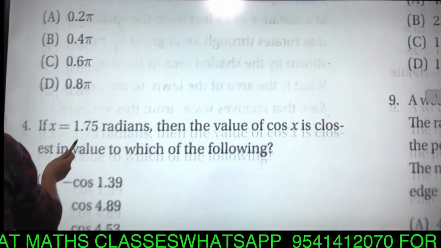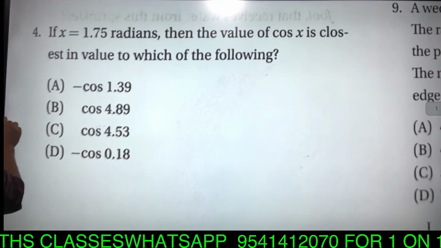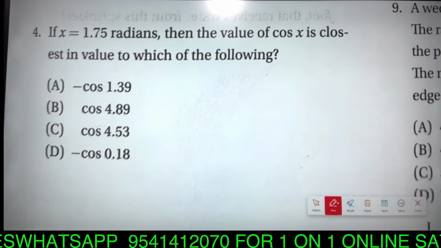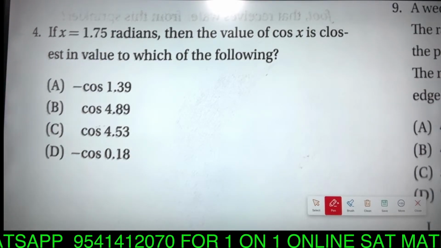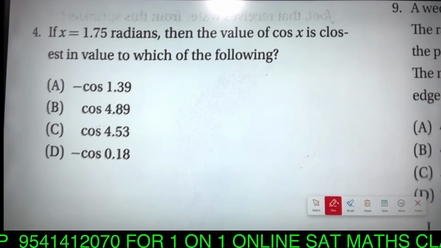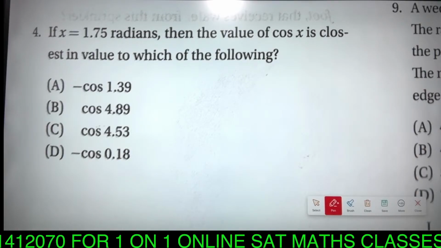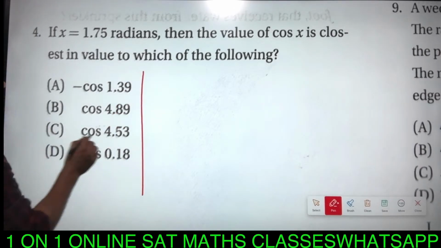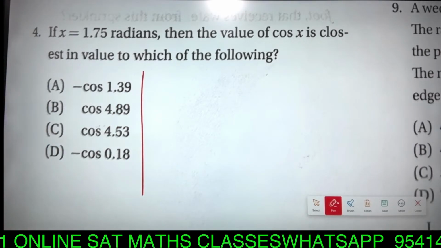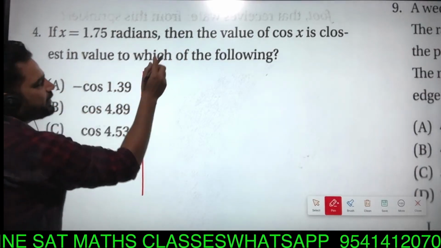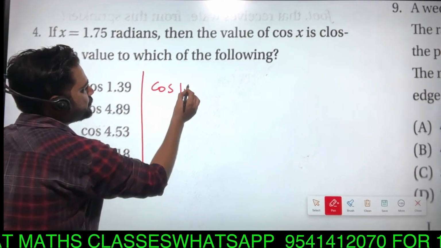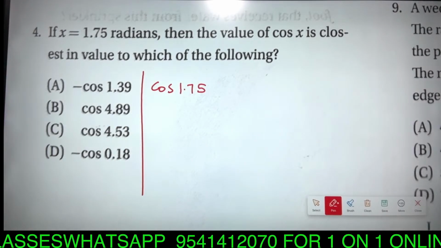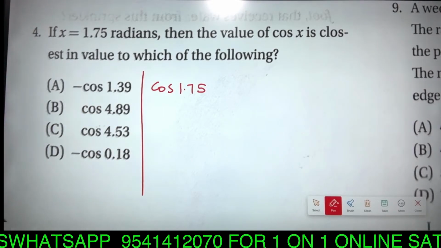Okay, question number 4. What are they saying in question number 4? They are saying if x is equal to 1.75 radians, x is given in radians, then the value of cos x is closest in value to which of the following? So in this question x is given, and we have to tell the value of cos x. So cos x will be cos 1.75. Now this 1.75 is in radians. Whenever the angle is in radians, we will use the pi terms.